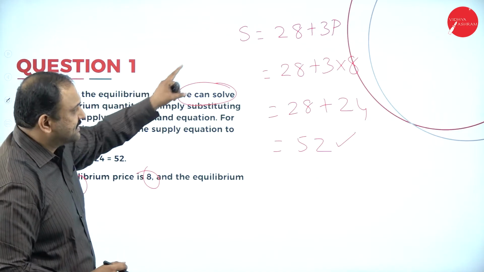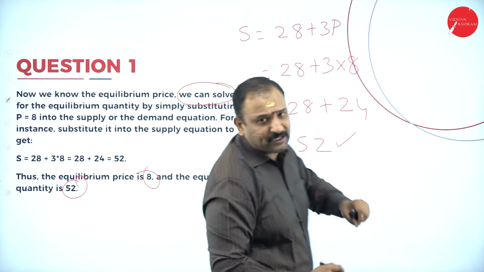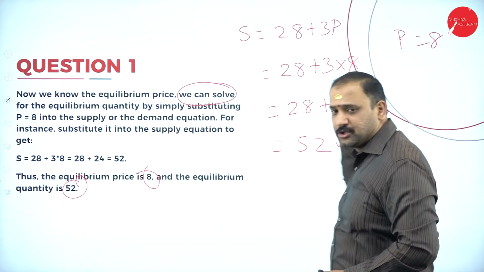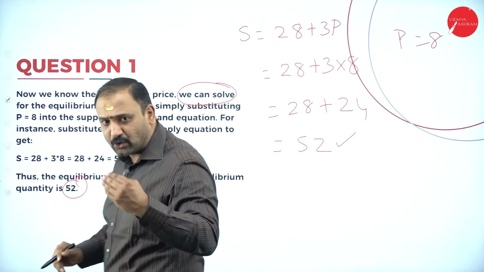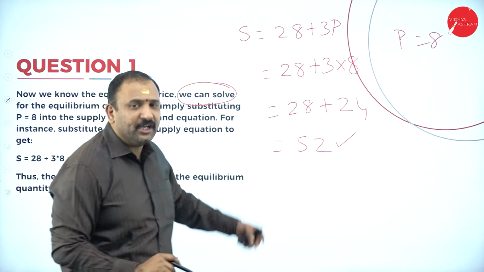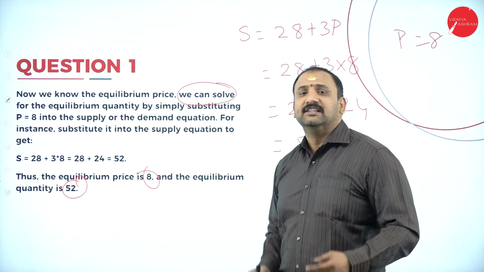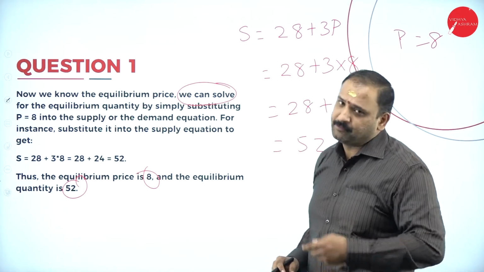So when the price is equal to 8 rupees, because we were able to find here that the p value is 8 rupees, when you substitute this in the equation and solve it, you will be able to get the quantity value as 52. This is a very, very simple problem to be solved.